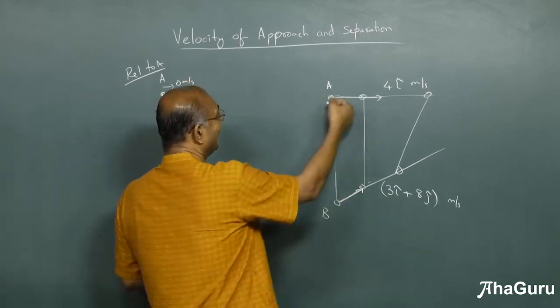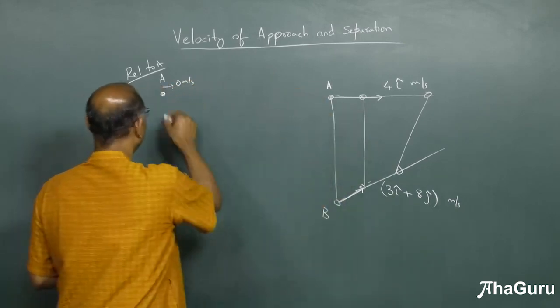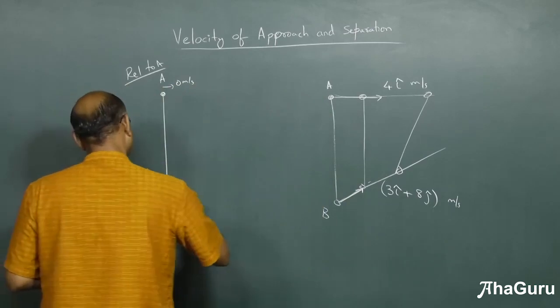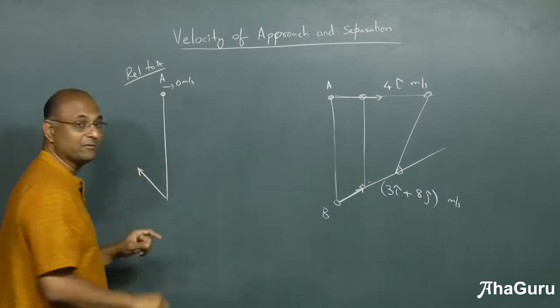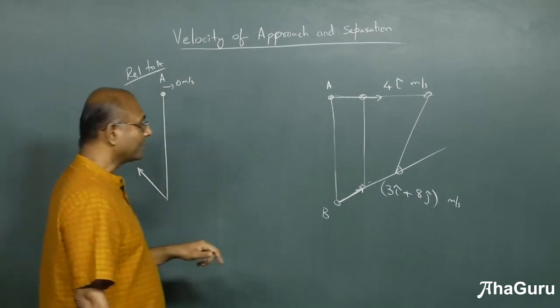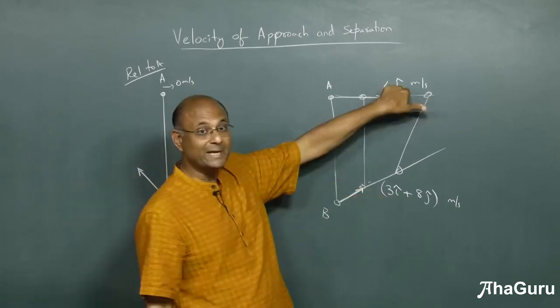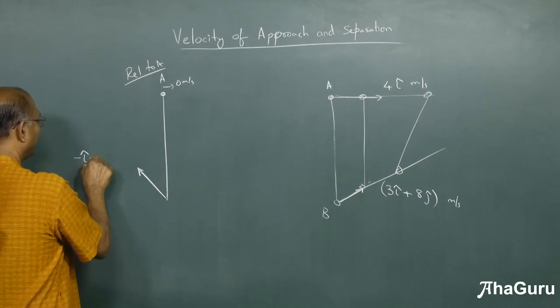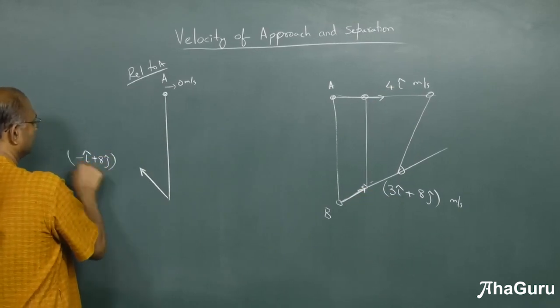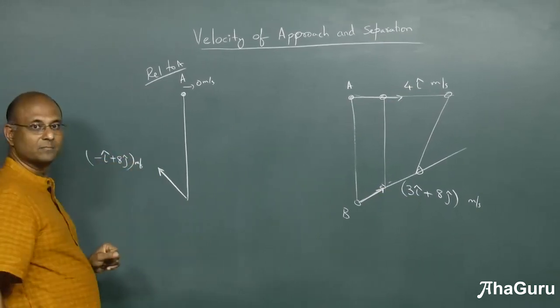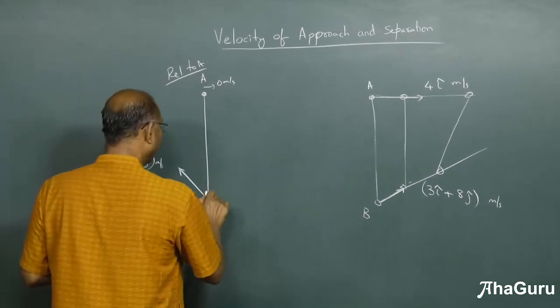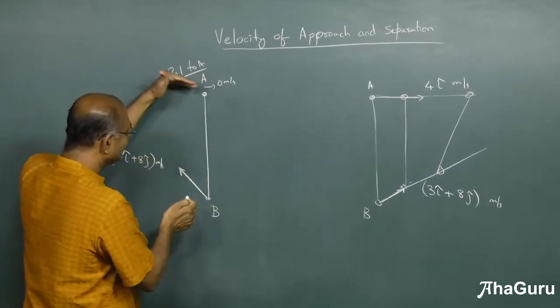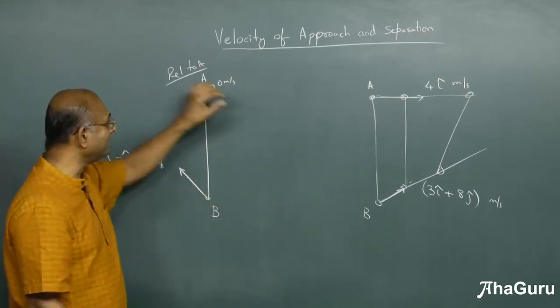How do I do that? Add a 4i cap, and if we did that, then B's velocity relative to A is going to become 3i plus 8j minus 4i. So it's going to become minus i plus 8j. So that means B according to A, now A itself is moving but we don't care. Right now we are going to say A is fixed.